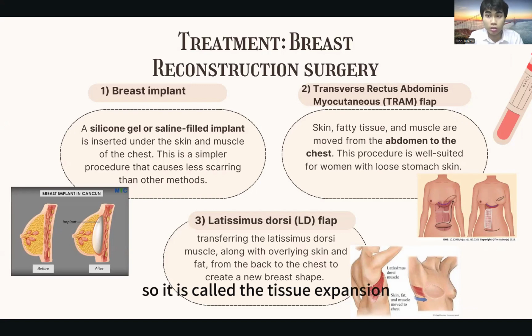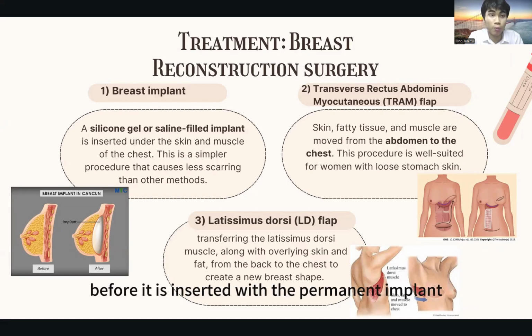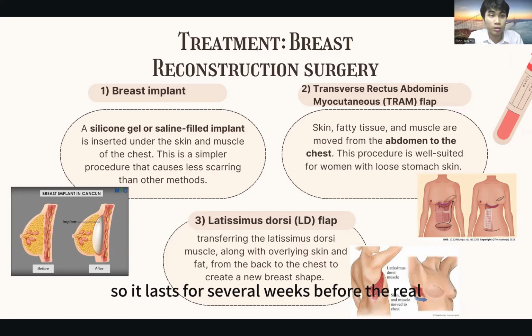This is called tissue expansion, so that it can expand the cavity inside the breast before it is inserted with the permanent implant. It lasts for several weeks before the real permanent breast implant is placed.